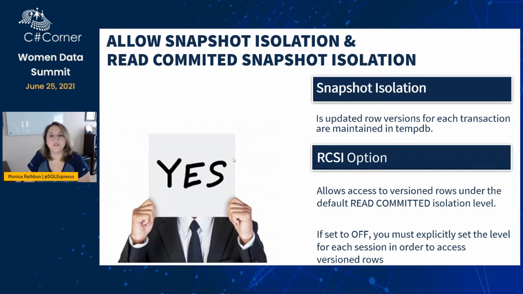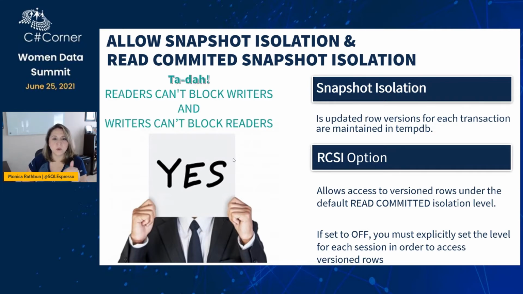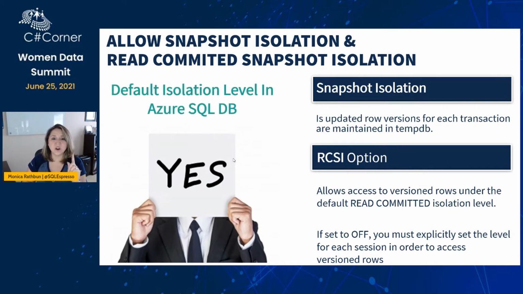All right, so what this does is it allows it to create a row version inside Tempdb. So your readers can go to the row version while the writers can actually still write at the same time. So readers don't block writers and writers no longer block readers. I can tell you there's two options: allow snapshot isolation and read committed snapshot isolation. Both of these play a part. It is on a database level, and it is the default isolation level in Azure SQL DB.